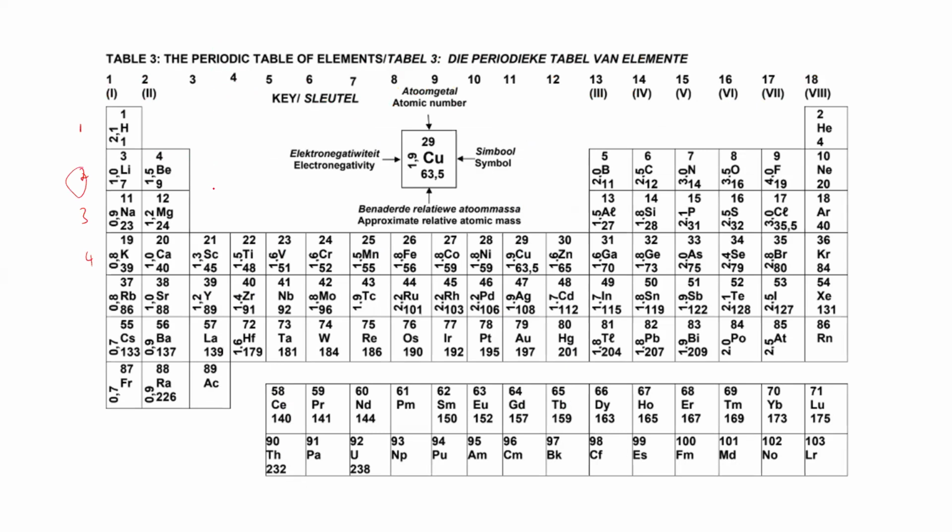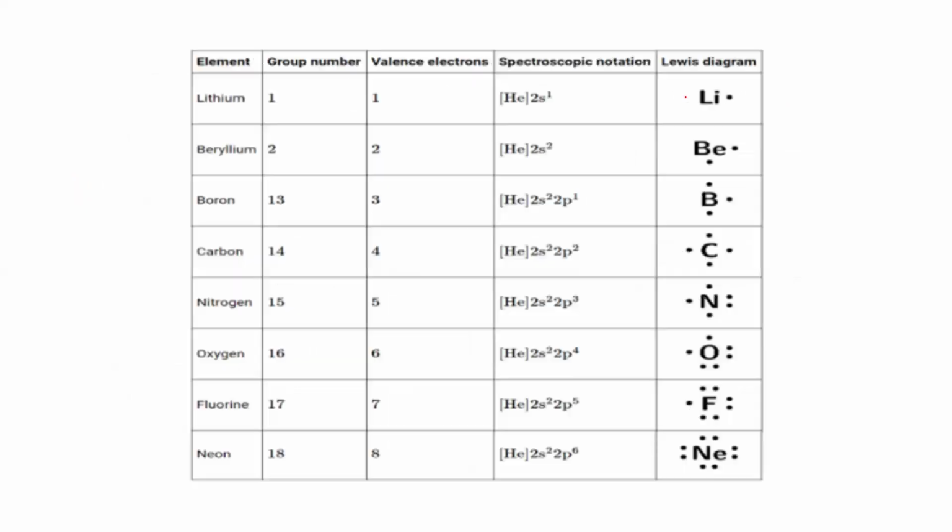We call these elements the transition metals. We're not going to focus on them. So meaning 1, 2, and then we have 3, 4, 5, 6, 7, 8. That's how we can also look at our group numbers. So the group number for lithium is 1. How many valence electrons do we have?